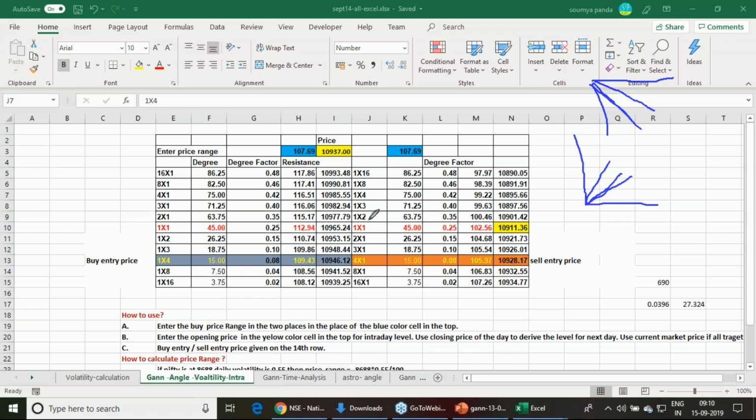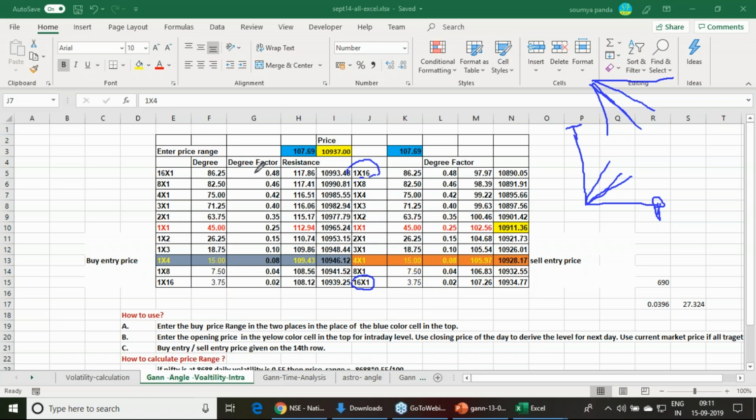If you go 1 by 16, so what is 1 by 16? 1 unit of price change happening in 16 units of time. So this is your price time graph. So here price is represented, and time is represented here. So in the price time graph, 1 unit of price is happening in 16 units of time. Here 16 units of price change are happening in 1 unit of time. So this is how you can read this 1 into 16, 1 into 8, 1 into 4. So here all these angular notations are given.